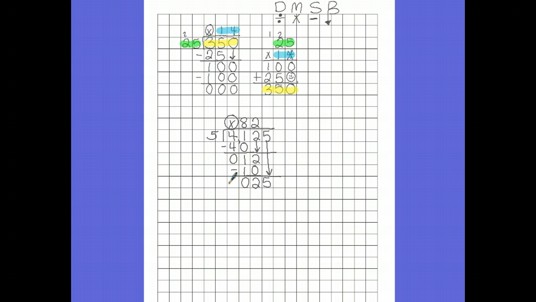So how many times can 5 go into 25? 5 times. 5 times 5 is 25. 25 minus 25 is 0. And there's nothing left to bring down, so the answer to the question, or the quotient, is 825.